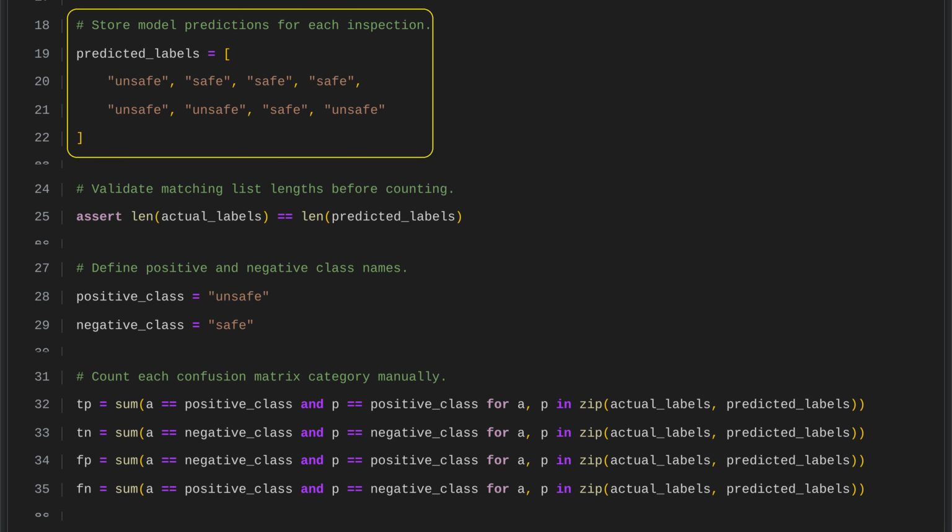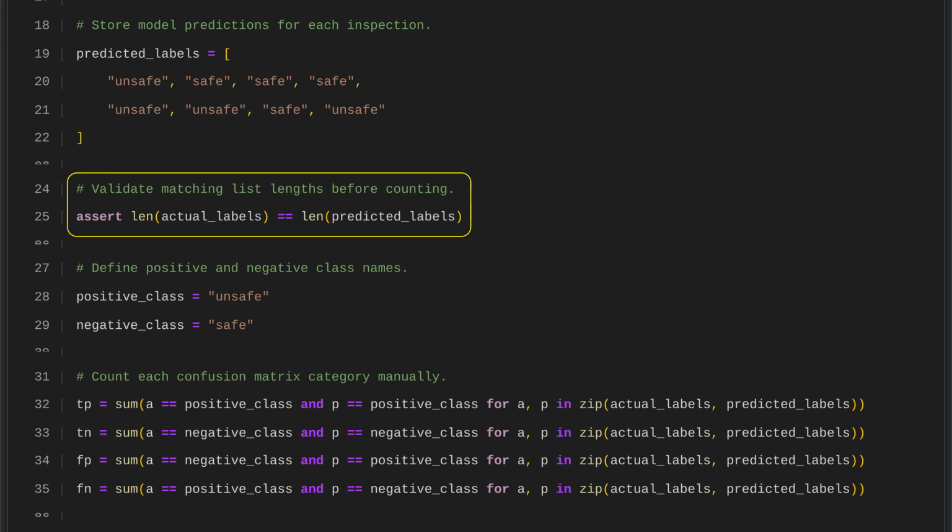The code creates a list of model predictions for bridge inspections, marking each bridge as safe or unsafe. These predicted labels are later compared with the actual labels to evaluate performance using measures such as accuracy and precision.